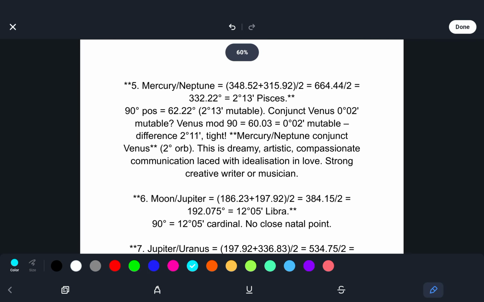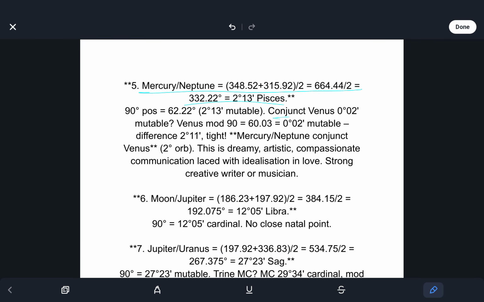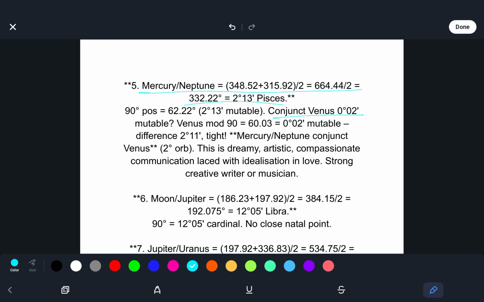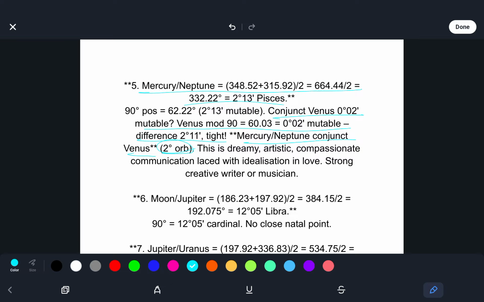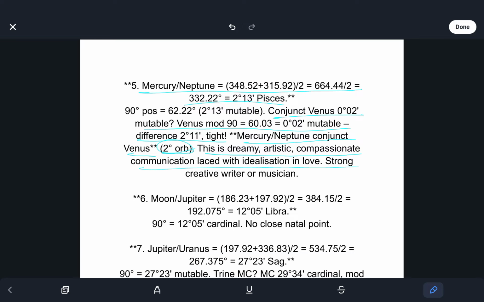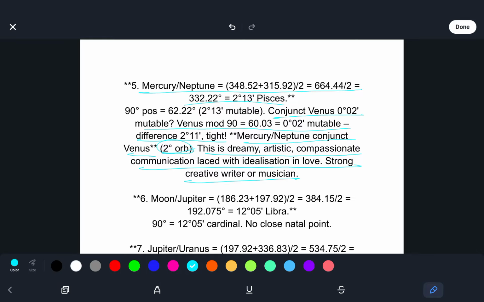Alright, so Mercury-Neptune, 2 degrees 13 Pisces, is conjunct Venus at 0 degrees 02, which is mutable. The difference is 2 degrees 11, which is tight. So Mercury-Neptune conjunct Venus, which is a 2 degrees orb, is a dreamy, artistic, and passionate communication laced with idealization and love, a strong creative writer or a musician.